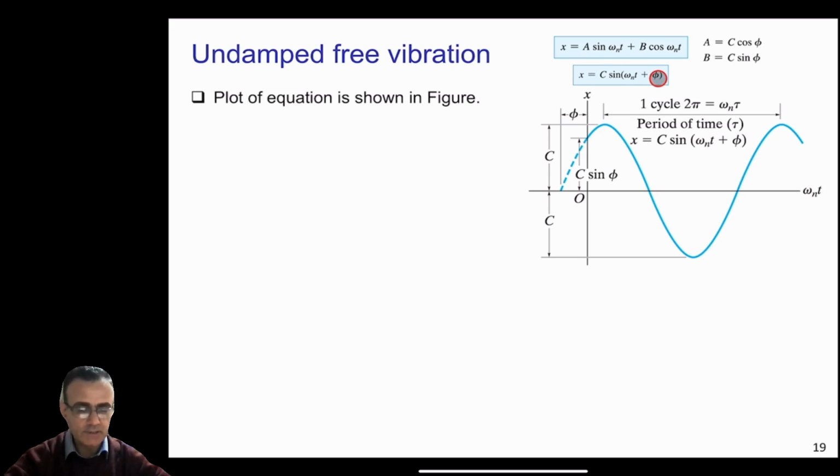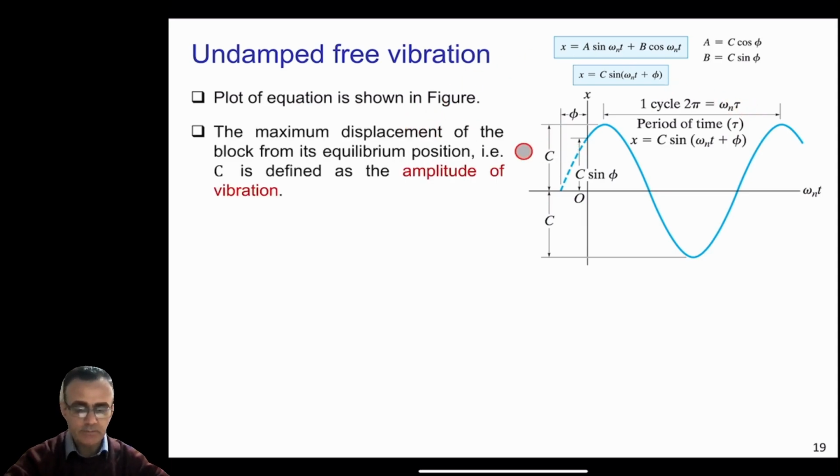This phi is what we call the phase angle, and from here to here you have c sine phi, because if time is 0, then x will become c sine phi, and the maximum amplitude is c here. And if this distance from here to here is phi, so if you put omega nt equal to minus phi in this equation, this will become equal to 0. And again the time period is from here to here, which is 2 pi, or one cycle, and this is omega n tau.